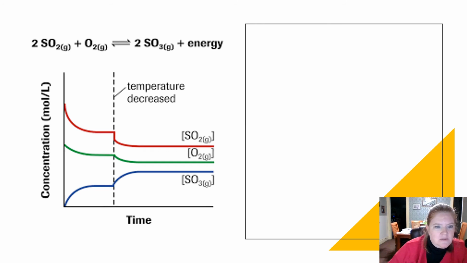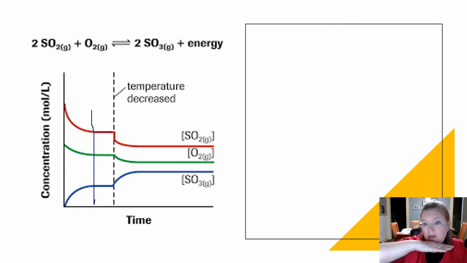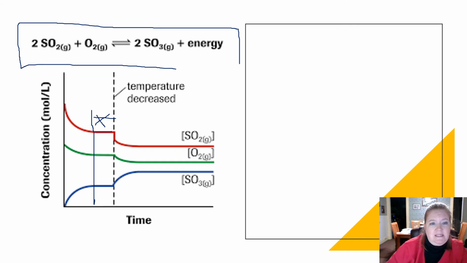All right, let's look at this reaction. You can see right here, right about this point, before this, the concentrations are changing, and then right here, every single concentration is a straight horizontal line. So that means the concentrations are constant. This indicates at this point we are at equilibrium, okay? And right here, it says the temperature was decreased. So let's see why it responds like this.